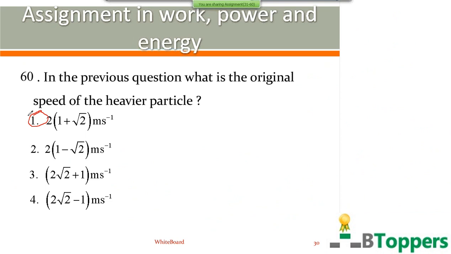So with this, I have completed the discussion of all the questions from 31 to 60 in the assignment on work, power, energy. In my next class, I am going to show you the continuation of this assignment on work, power, energy, that is, the questions numbered from 61 to 90. The questions in the next part of the assignment will be a little more standard than the questions we have discussed so far. So you first try all the questions yourself. Then later you can check your answers.